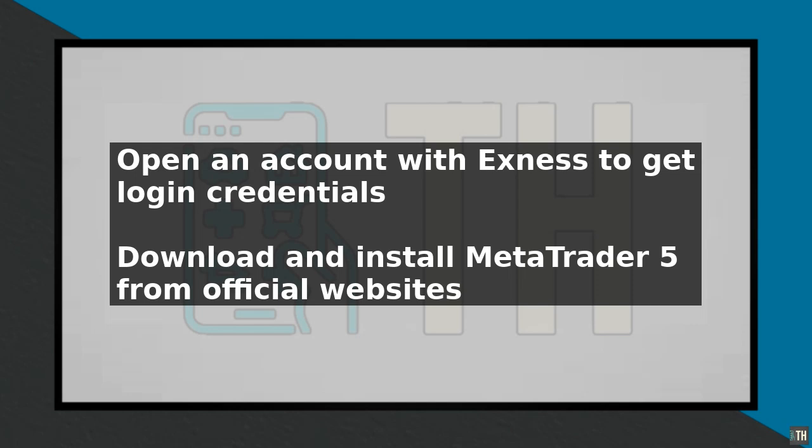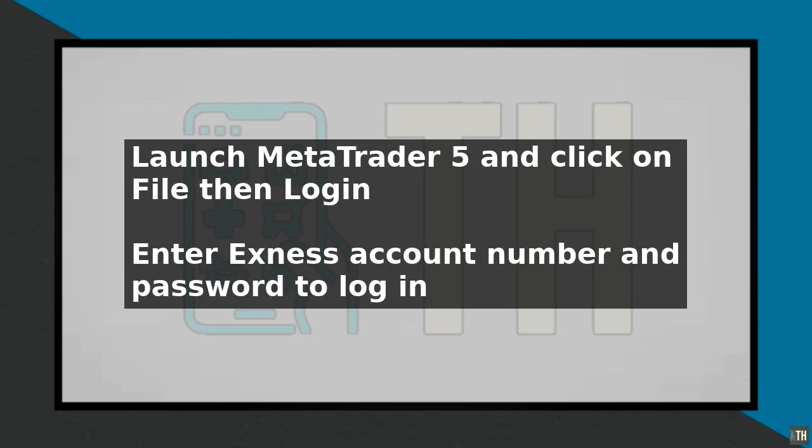Once installed, launch the platform and click on File, then select Login to Trade Account. In the login window, enter your Exness account number and password. Then select the Exness server from the list of available servers. The server name should be in the format of Exness server. After entering the required information, click on the Login button.